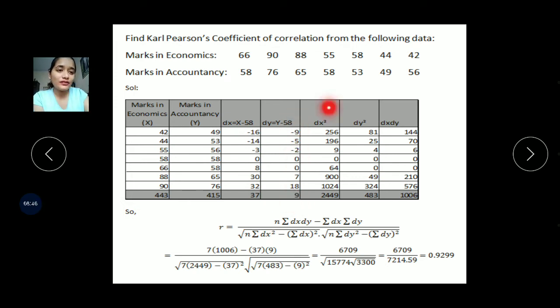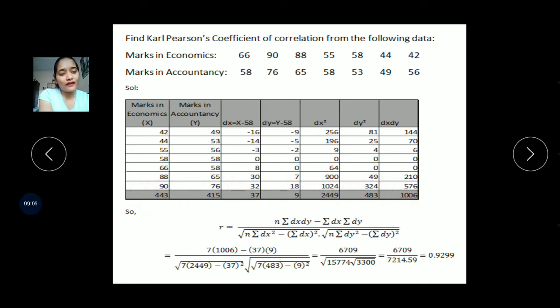Then you'll find dx square. This is dx, we'll square it. Then you'll find dy square. This is dy, you'll square it. And then dx into dy. You'll multiply the corresponding terms and put the values here. And we'll find the sum of all these series.